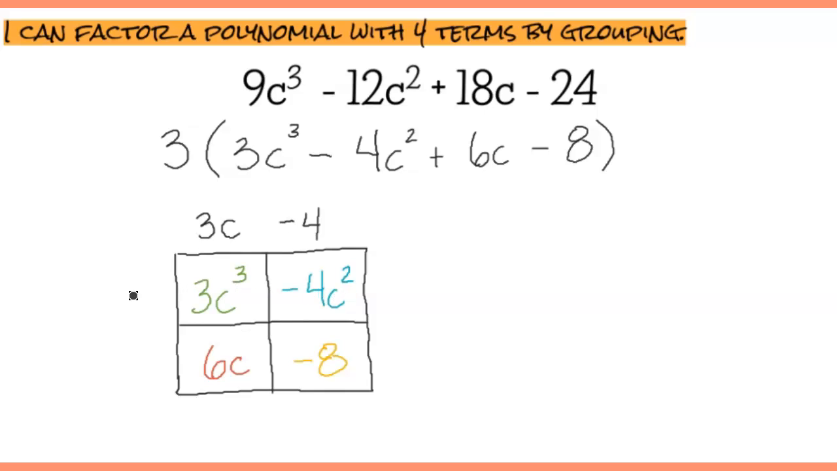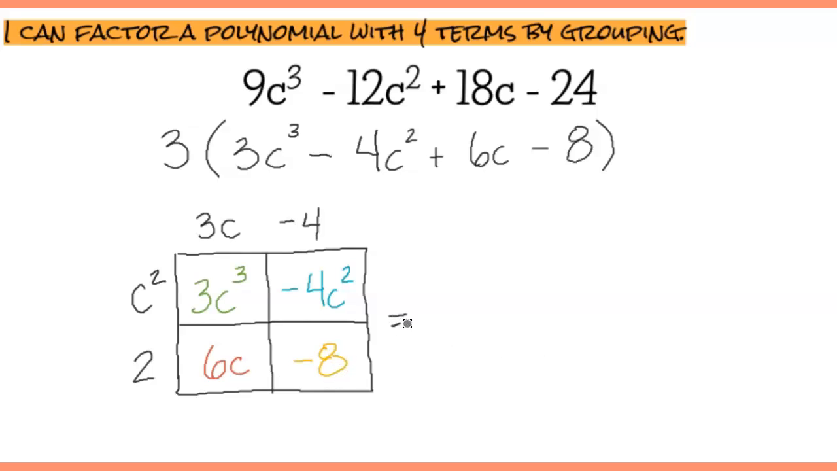All right, now I got to do my rows. 3 and negative 4 do not have a GCF. So in that case, if it was just numbers, I would just write 1. And between c cubed and c squared, I could pull out a c squared. Between 6c and negative 8, they share a 2. And 6c has a c, but the negative 8 doesn't. So I'm going to leave it like this.